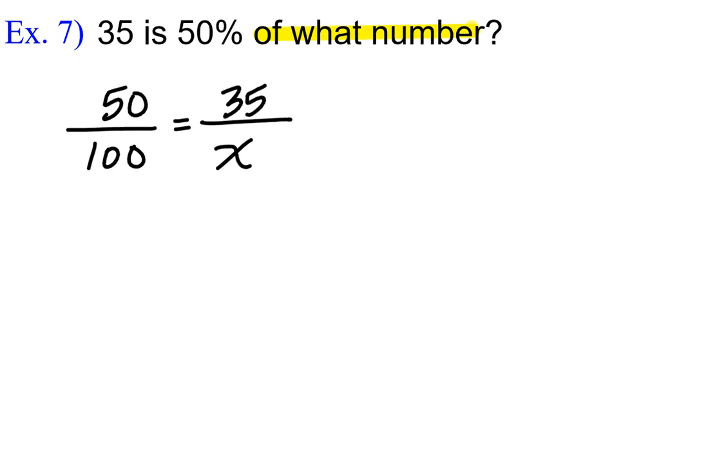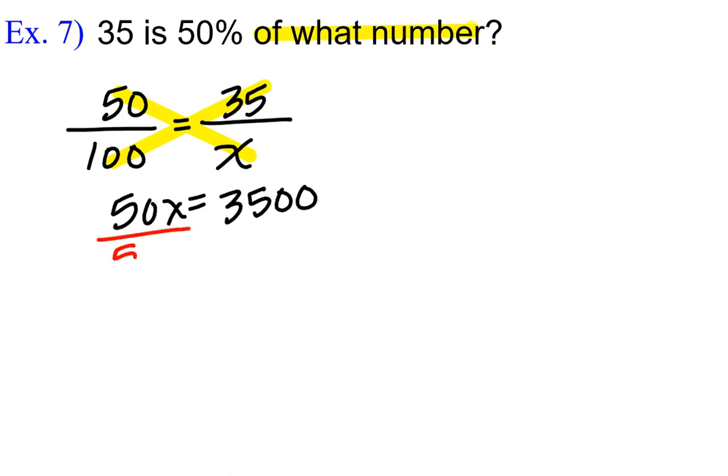So then when we go to cross multiply, right? I'm going to get my highlighter again. I know I like highlighting because you really can see what I'm doing. So we get 50 times x, which is 50x, and 35 times 100, which is 3,500. Okay? Then what we're going to do is we're going to divide both sides by 50. So let me do that. Divide by 50. And once I do that, I get x equals 70.